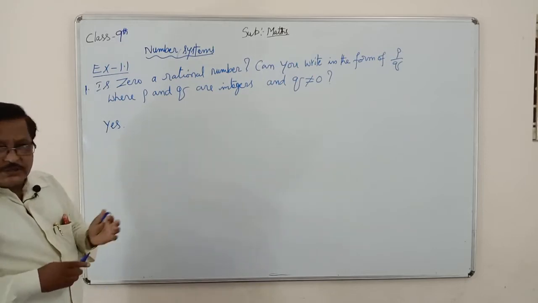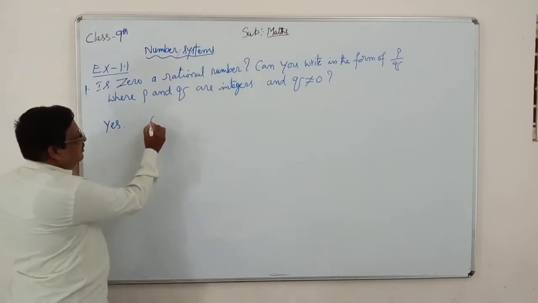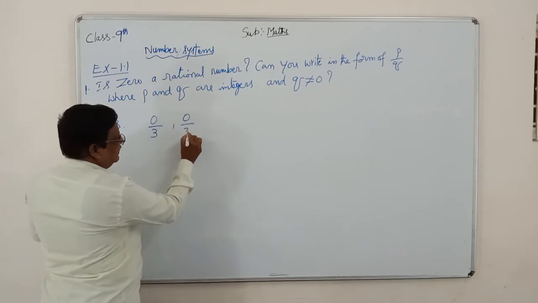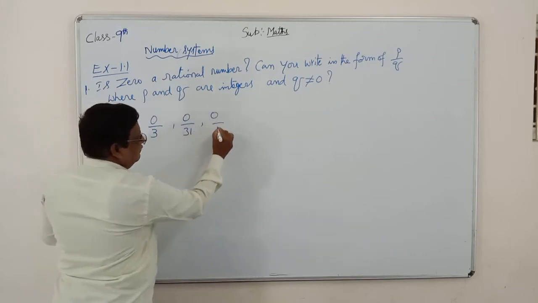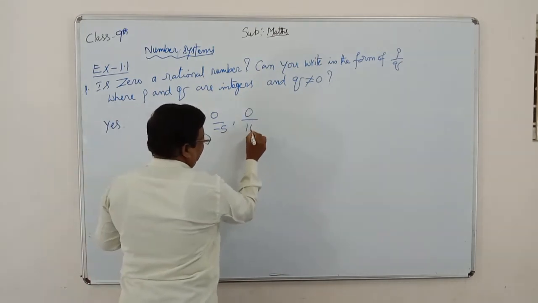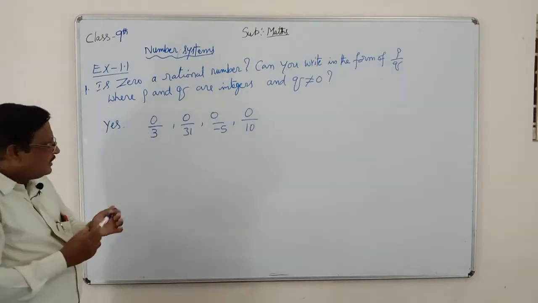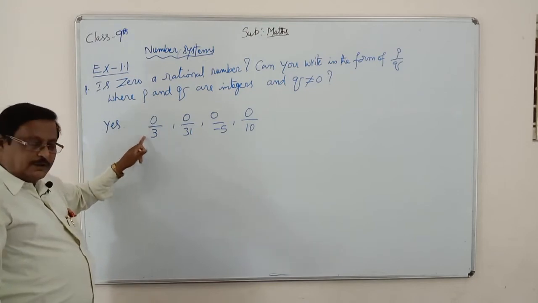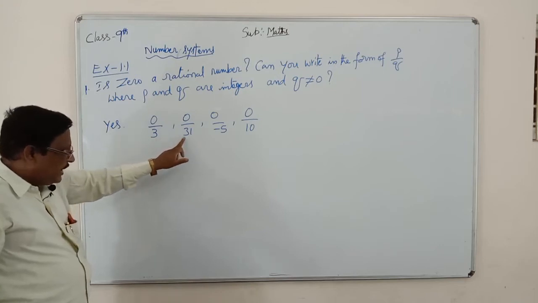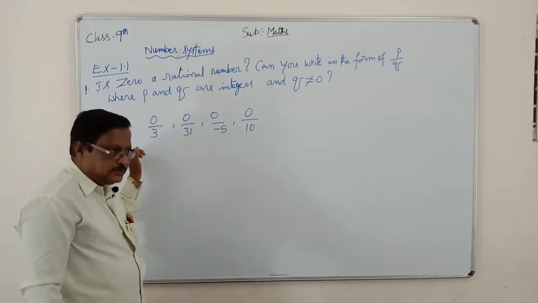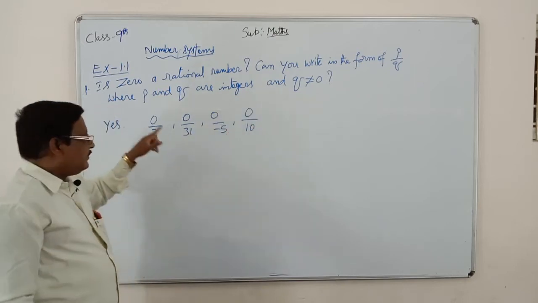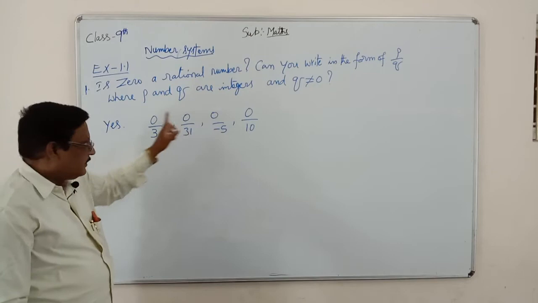See here, 0 is a rational number means 0 by 3, or 0 by 31, or 0 by minus 5, or 0 by 10. 0 by any number is nothing but 0 only. Here, this is the q value, and the q value is not equal to 0. But the p value is equal to 0.